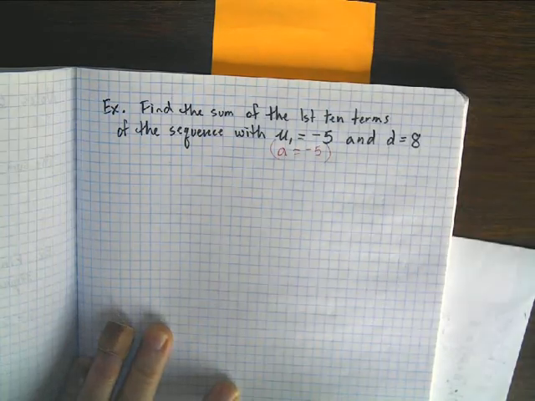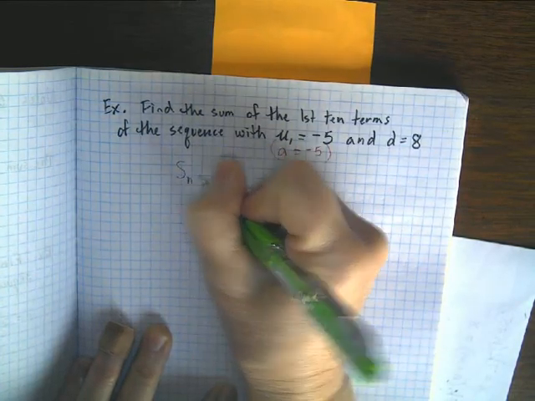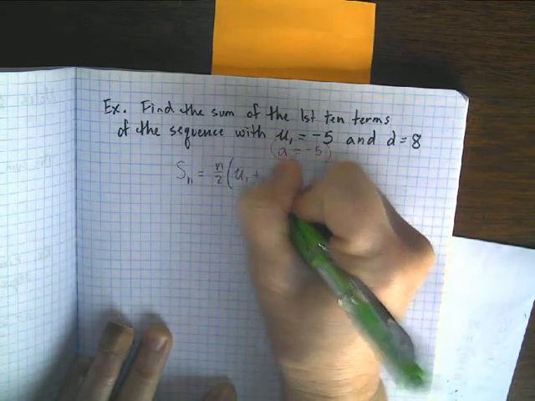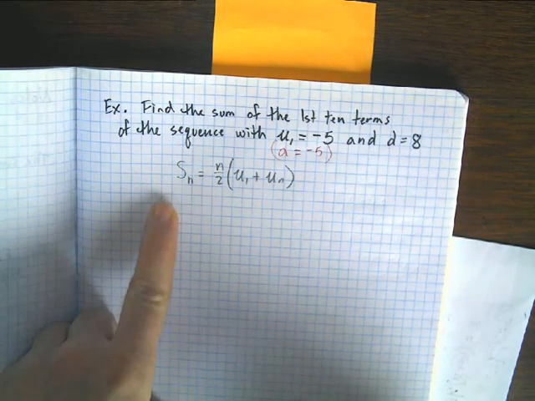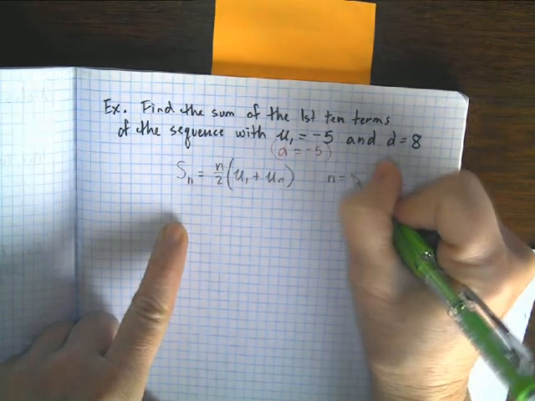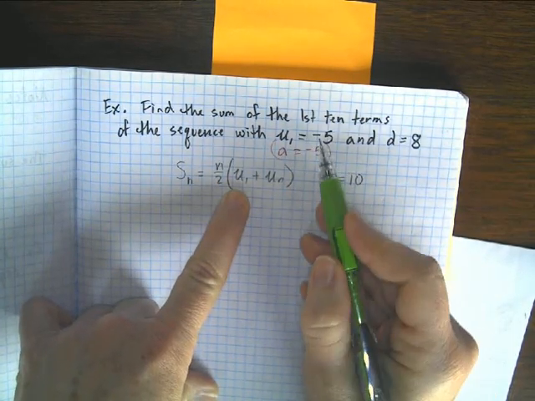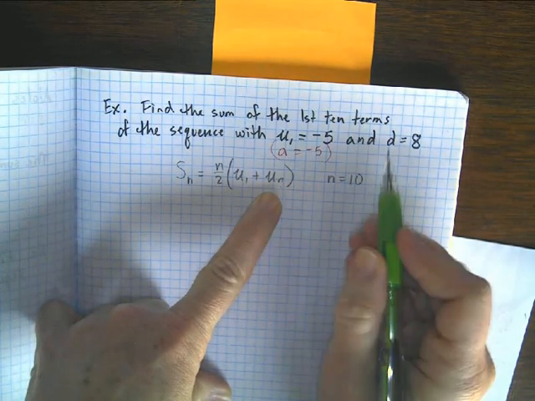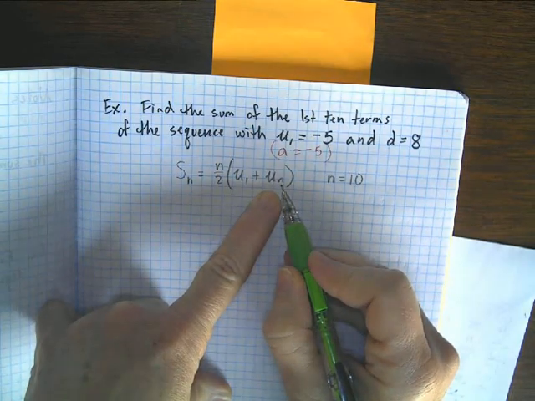We know that the sum of n terms is equal to n over 2 times u sub 1 plus u sub n. So let's see what we've got here. We need to find the first 10 terms. So we know that n is equal to 10, and we have u sub 1, but we do not have u sub n. Instead, we know the common difference, but we don't know the 10th term. Okay, so we need to find the 10th term.